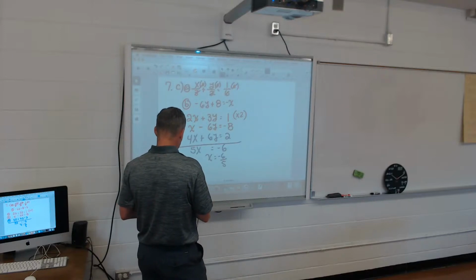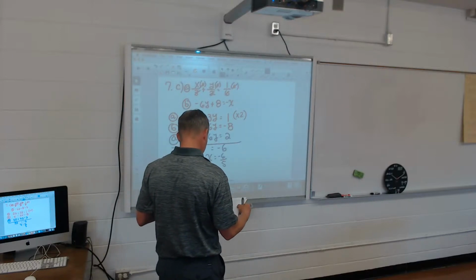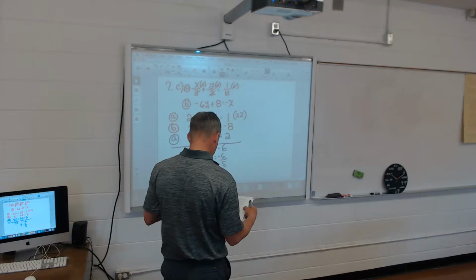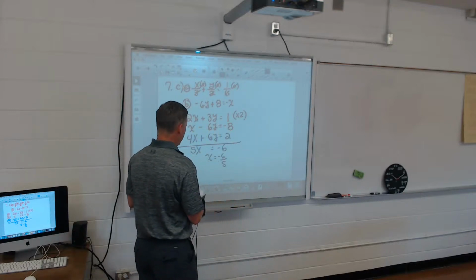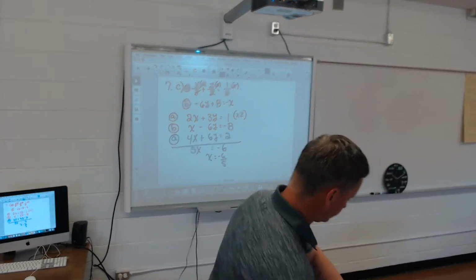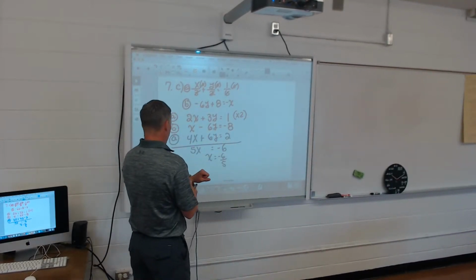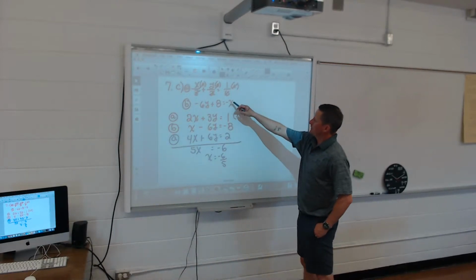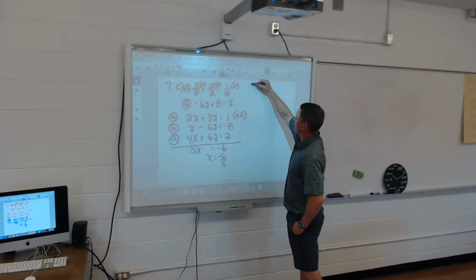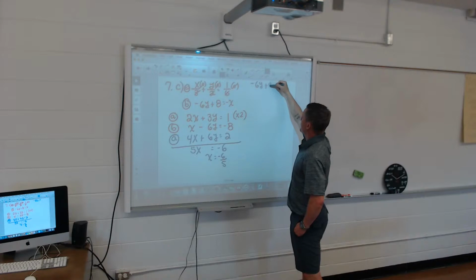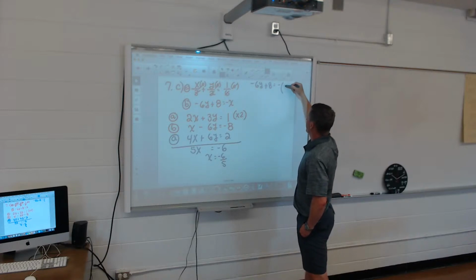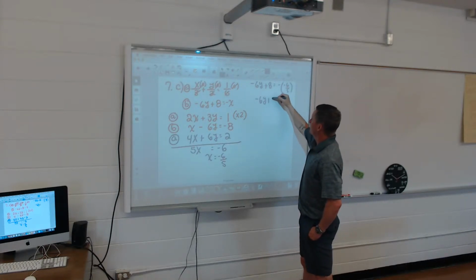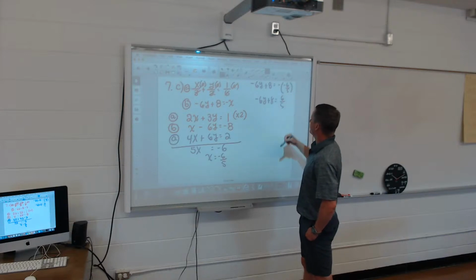So here's question 7. Yep, we got it right. So now what we have to do is substitute it into one of the equations. Okay, so I'm going to put it into this equation right here. So I've got minus 6y plus 8 equals negative 6 over 5. So I have minus 6y plus 8 equals 6 over 5.